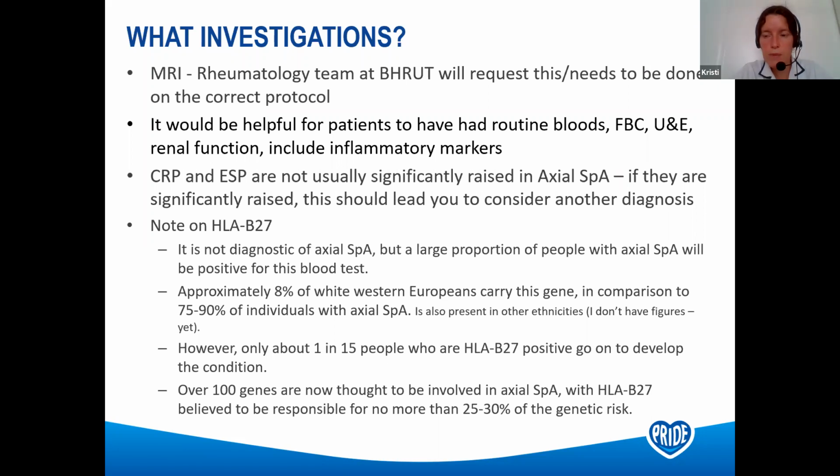So in the general population, 8% have the HLA-B27 gene, whereas if you're looking specifically at the population who have been diagnosed with axial SPA, it's 75 to 90%. So it is prevalent in the axial SPA group, but there are 10 to 25% of people who have axial SPA and don't have the HLA-B27 gene.